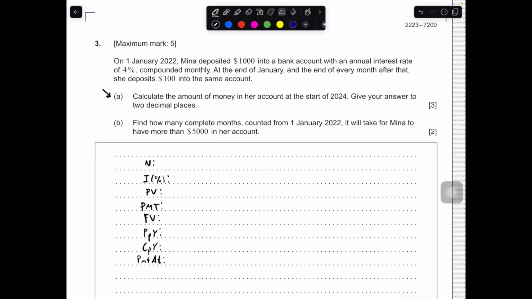So let's see. January 1st, 2022, she deposited $1,000. 4% interest, compounded monthly, and she makes, at the end of every month, a $100 payment into the same account. Actually, since she's making regular payments, we won't be able to use the compound interest formula. In this case, we're going to need to use the financial solver. So with regular payments into an account, we can no longer use compound interest.